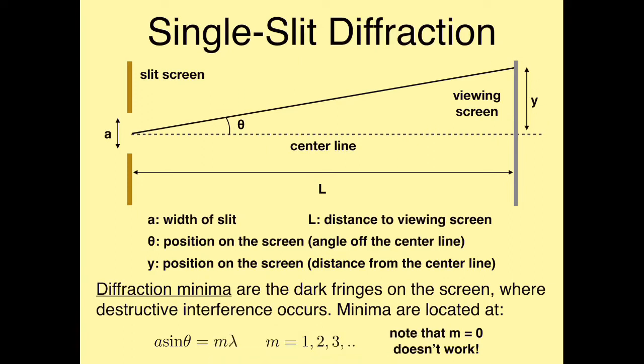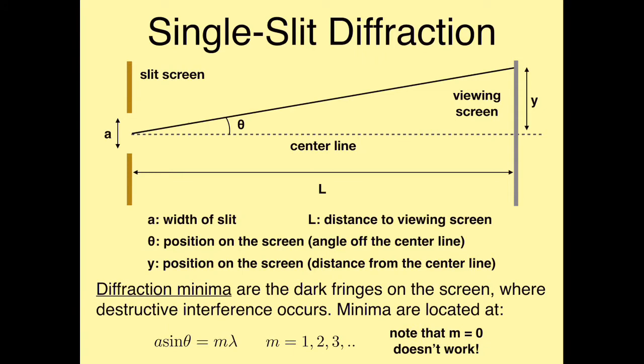Now, here's the equation that I'm going to give you now that we'll derive later. The diffraction minima, which are the dark spots or the dark fringes on the screen, these are the points where we have destructive interference occurring. These points of destructive interference are going to be located at A sine theta is equal to m times lambda. Okay, so these are the destructive interference or diffraction minima points.